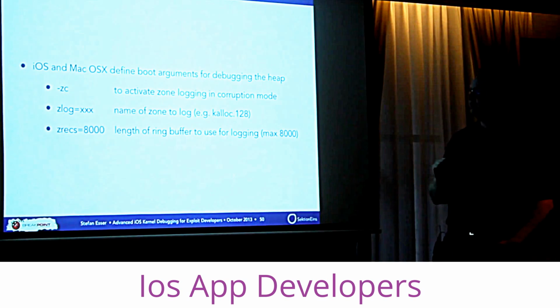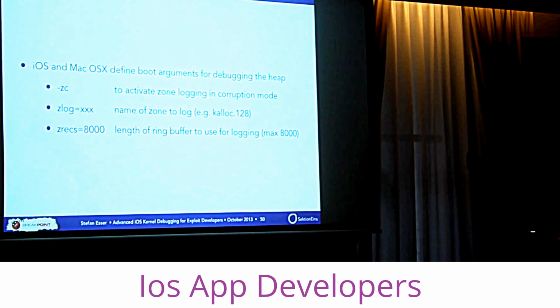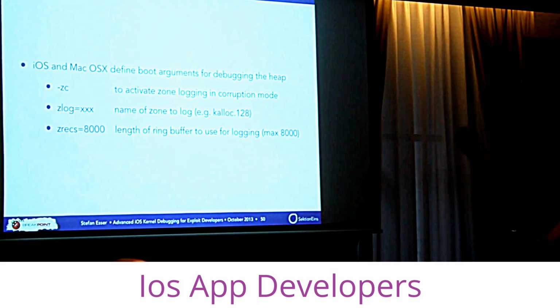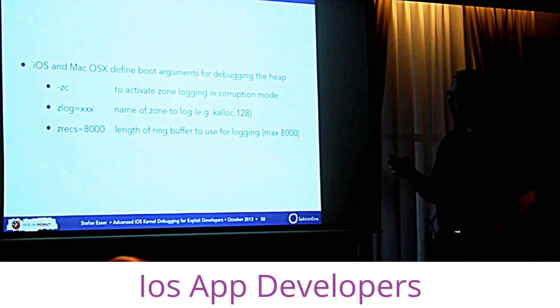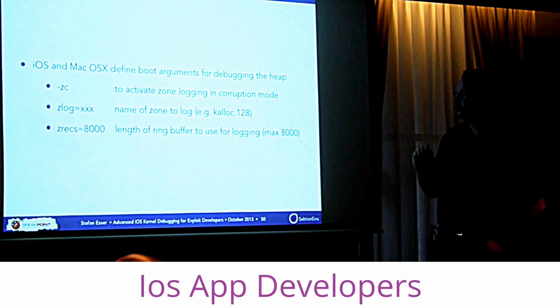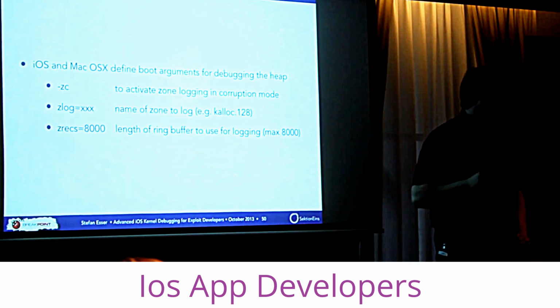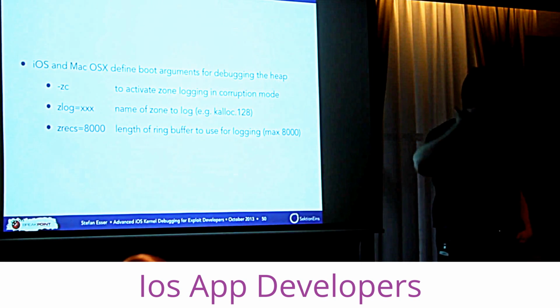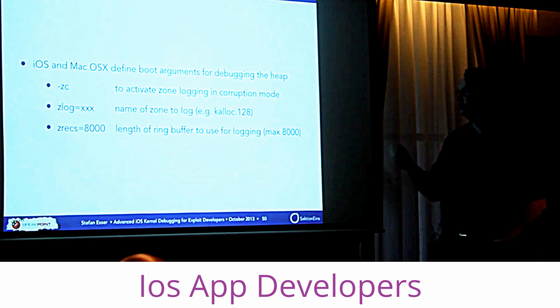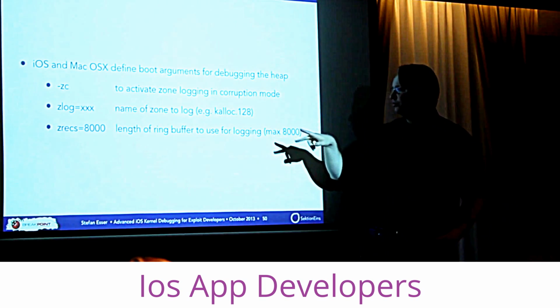We have zc, which activates zone logging in corruption mode. There's another mode for detecting leakage, but for our case, for exploit development, we are interested in corruption mode. We have a command called zlog, which allows us to specify one of the zone names. If you don't know what a zone is, just look up my slides from last year where I explained all the heap allocators, or the most important ones.